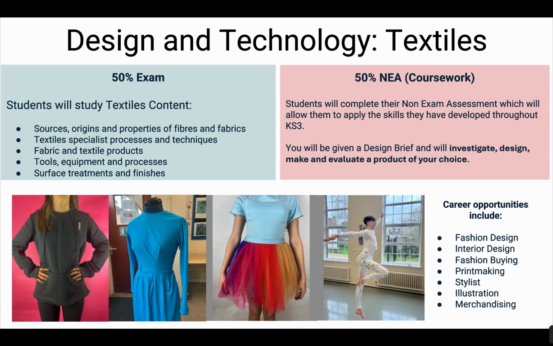So you'll look at properties of fibres and fabrics, textile specialist processes and techniques, tools, equipment and processes, and surface treatments and finishes like batik, sublimation printing, embroidery, all of the stuff that we've started to cover in Key Stage 3. You can see on the screen there are some images from some of the coursework. Now this is what the NEA looks like, and I'll explain more about that in a moment, but this is some of the Year 11 work that was handed in last year.